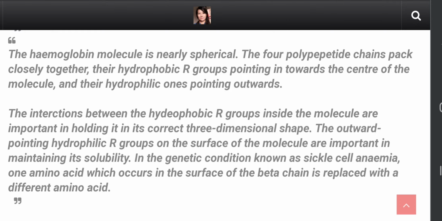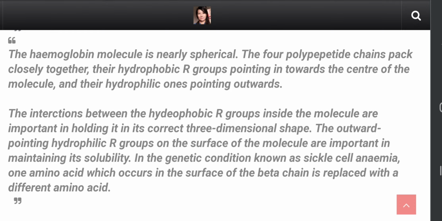So that is the interaction between the hydrophobic R groups inside the molecules that is important in holding it in its correct 3-dimensional shape. The hydrophilic R groups pointing outwards on the surface of the molecule are important in maintaining its solubility.